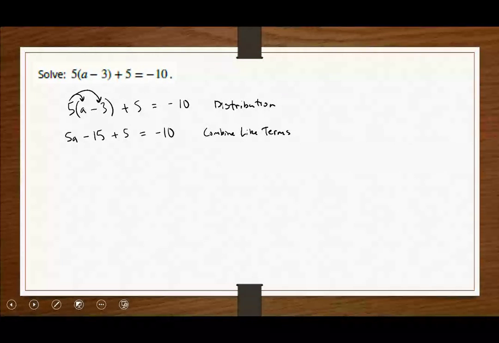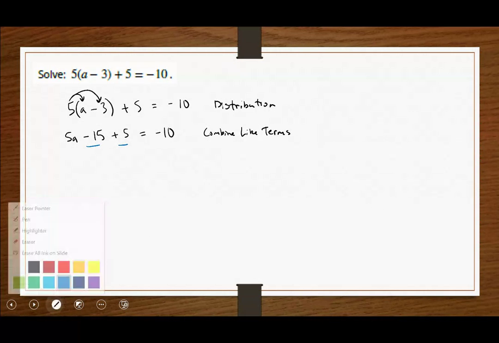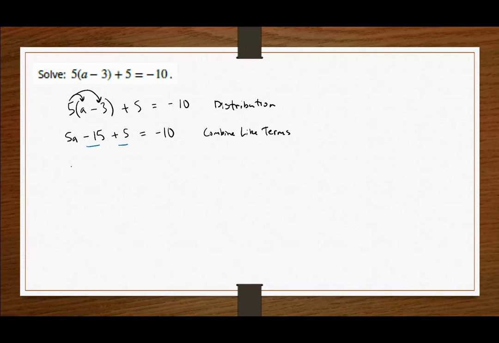So what are all my like terms? Well, on the left side, I now have two constants that I can combine. This reduces our expression on the left to 5a - 10 = -10. All right, so now is the point at which we can use our algebra steps. We've removed all the redundant terms from each side of the equation.